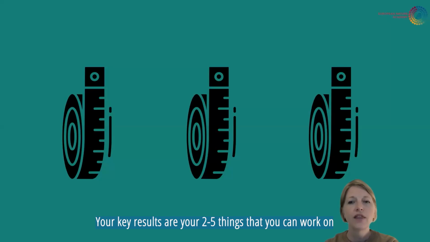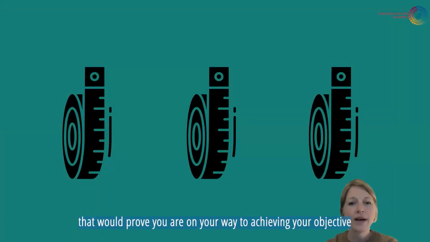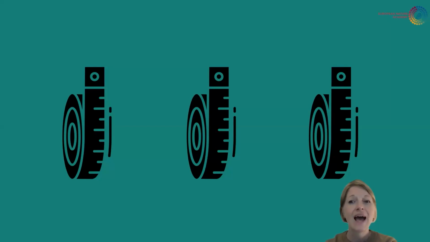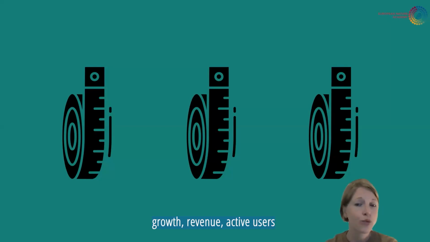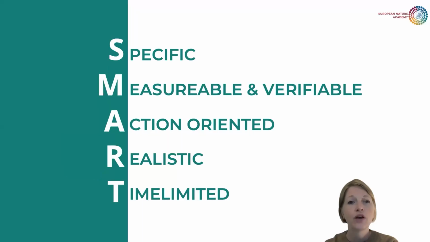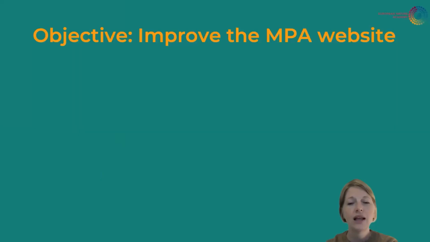Your key results are the 2 to 5 things that you can work on that would prove you're on your way to achieving your objective. Anything that can indicate progress that you can measure: growth, revenue, active users. Good results are specific, measurable and verifiable, action-orientated, realistic, and time-limited. Let's have a look at an example.